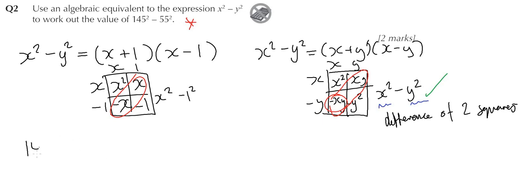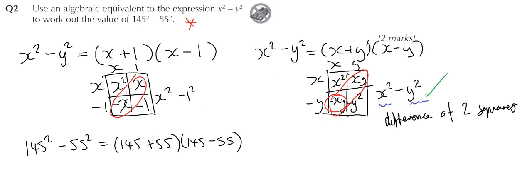So 145 squared minus 55 squared is the same as 145 plus 55 times 145 minus 55. This is like our x squared, this is like our y squared. So then we get x plus y and x minus y, just like the one we did above. All we're doing is substituting numbers for x and y. So now we can work out an answer.